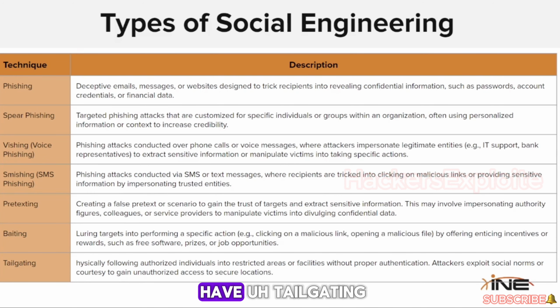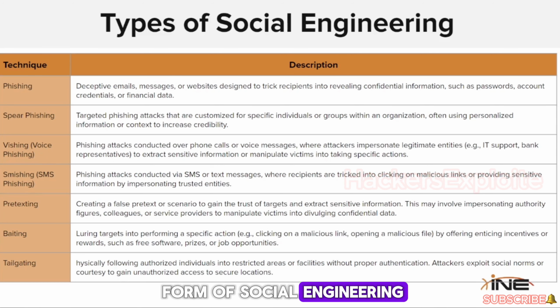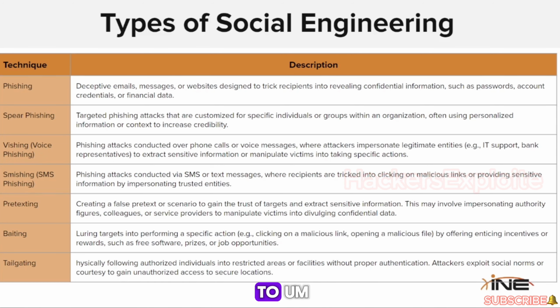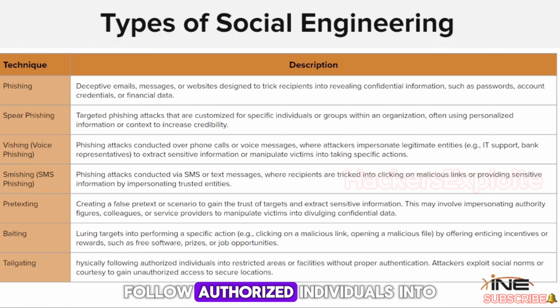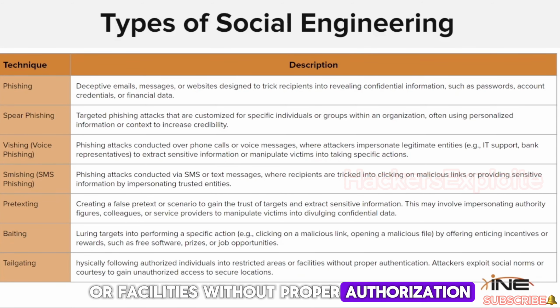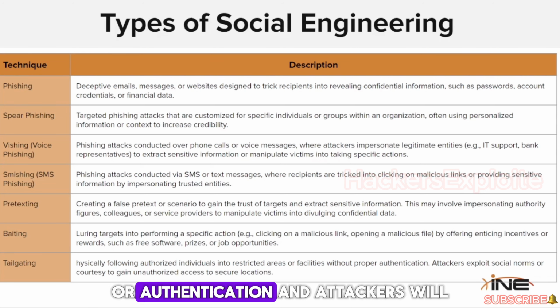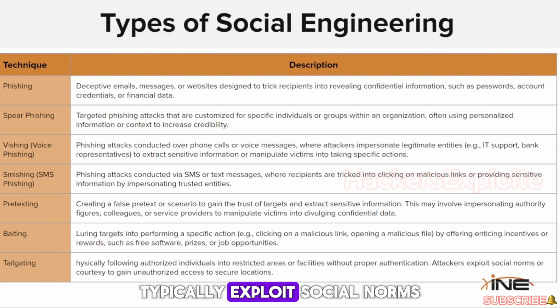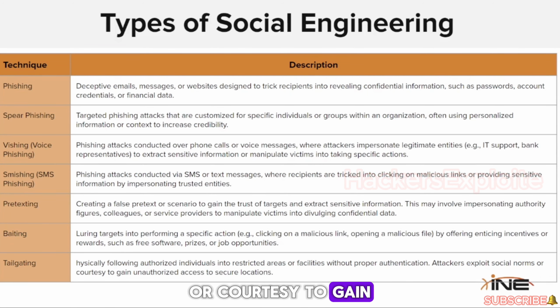And then, of course, you have tailgating, which is a physical form of social engineering, where you're essentially trying to follow authorized individuals into restricted areas or facilities without proper authorization or authentication, and attackers will typically exploit social norms or courtesy to gain unauthorized access to secure locations.